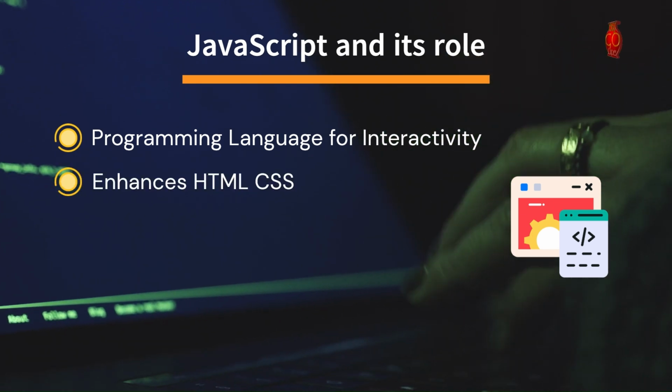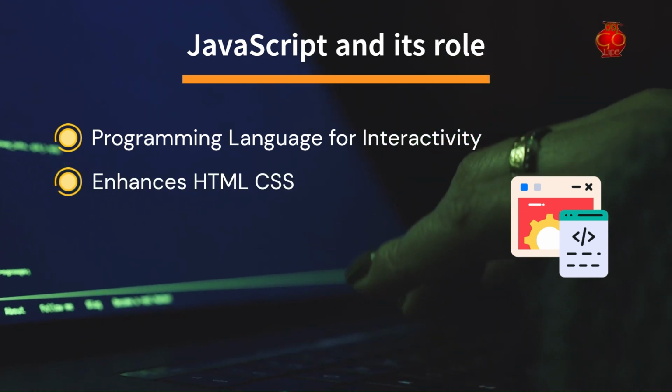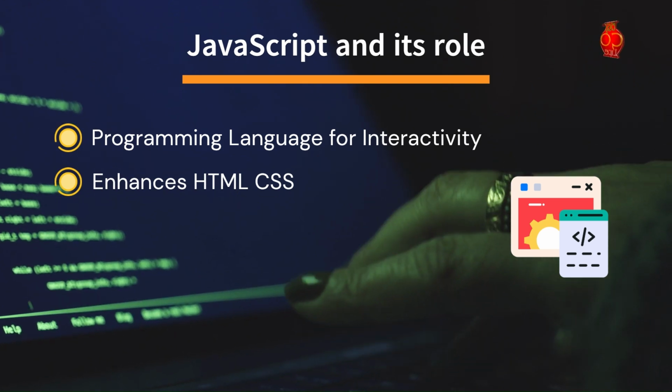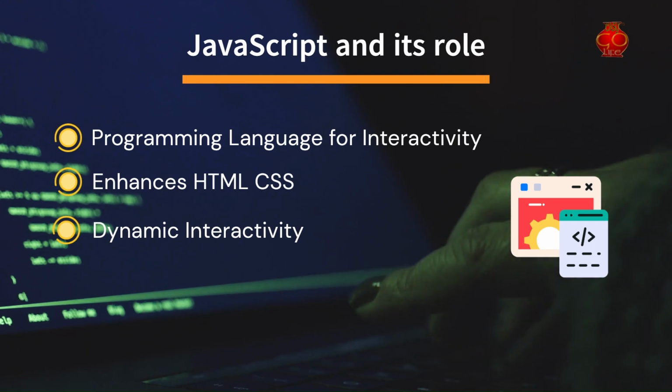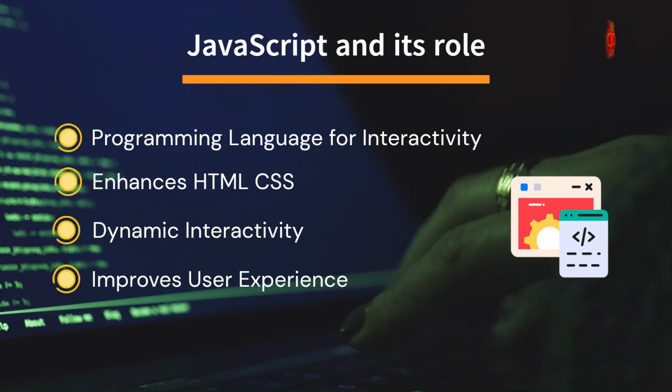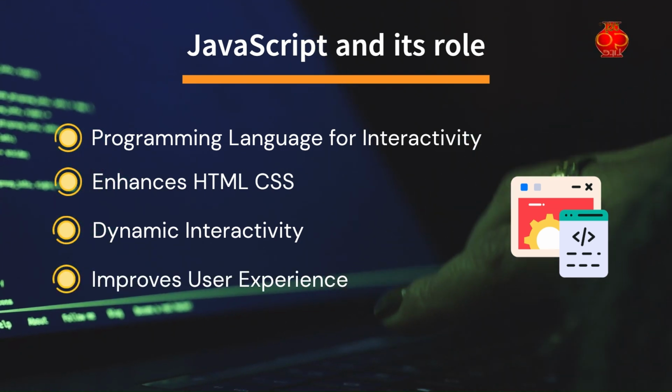JavaScript is a programming language used to make web pages interactive. While HTML structures the content and CSS styles it, JavaScript adds behavior. It allows you to create things like clickable buttons, forms that check for errors, and dynamic content that changes without needing to reload the page.